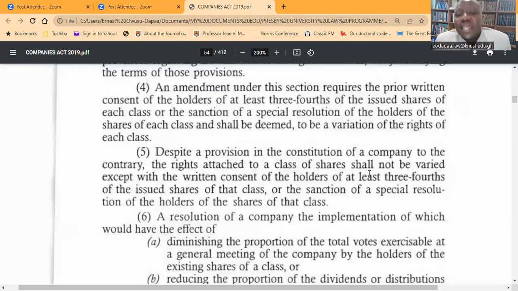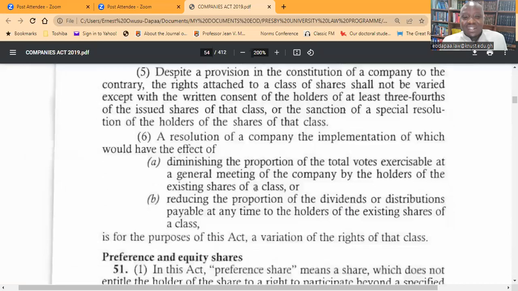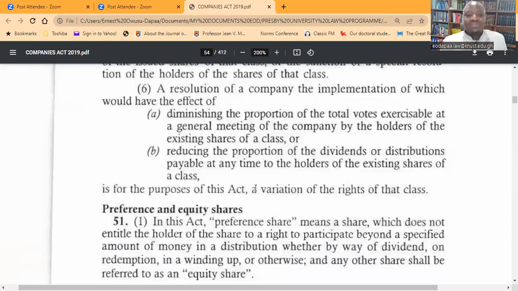So if you want to change the rights which holders of a particular bond within that category enjoy, then about 3/4 of bondholders in that particular class will have to give their written consent. But thank God, Ghana is not like a company. It is a country, and for that matter the rules of engagement are different from what pertains to company law. But nobody should ask me a question about that. I'm not a minister.